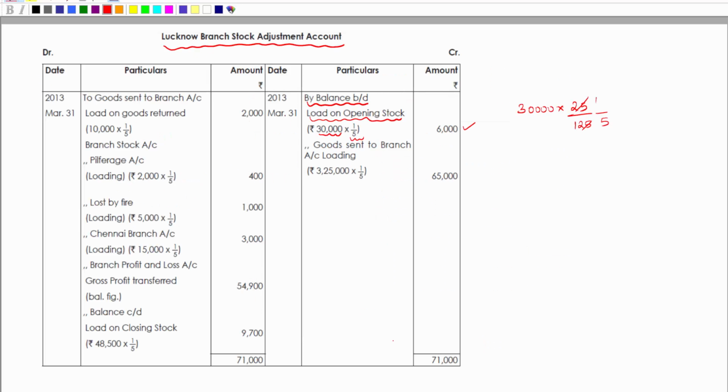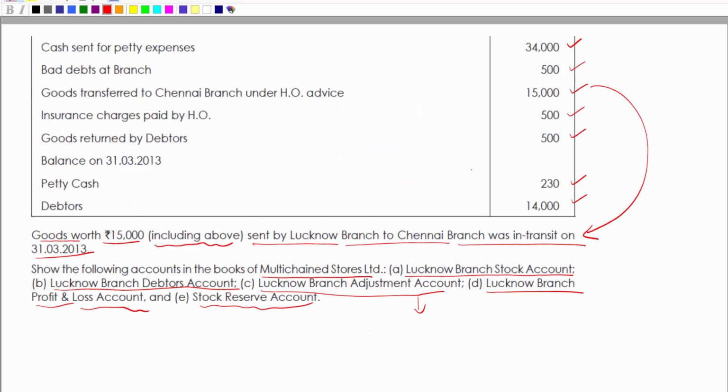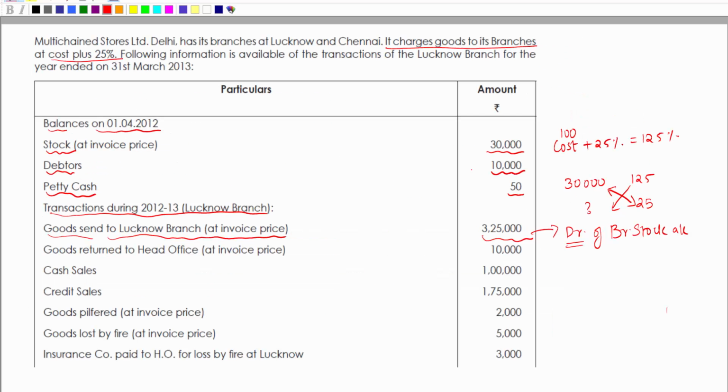So let's go to branch stock adjustment account. On the credit, we'll say by goods sent to branch account, which is basically the loading. That is, we have to remove the profit. So 3,25,000 multiplied by 1 by 5. This 1 by 5 is nothing but 25 by 125. So you get 65,000. In this way we have captured the profit that is loaded on goods sent to branch.